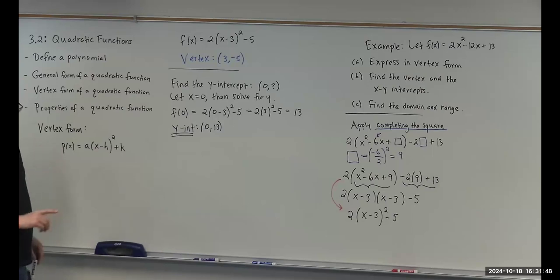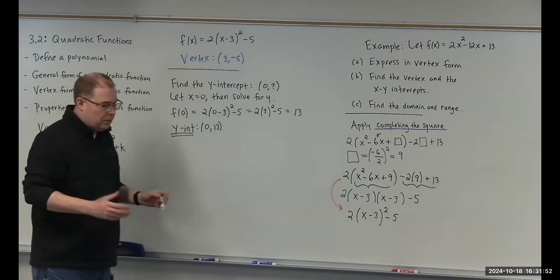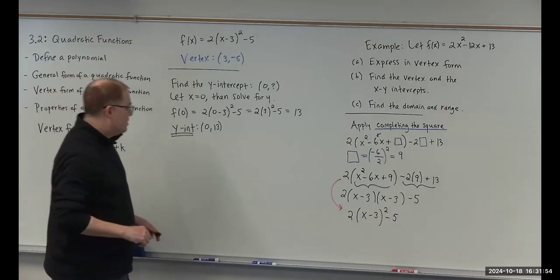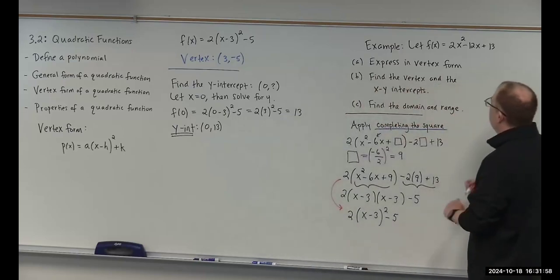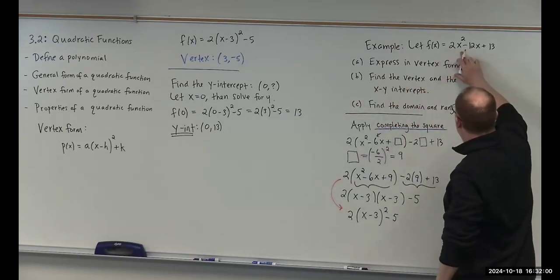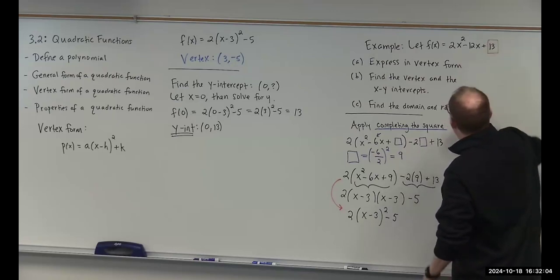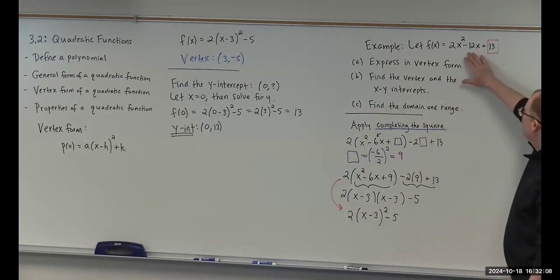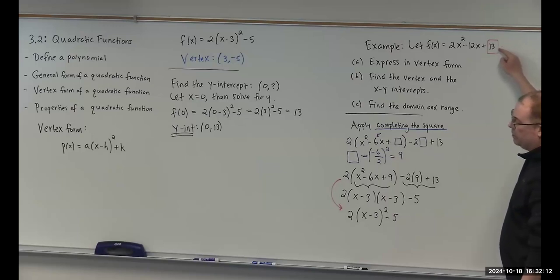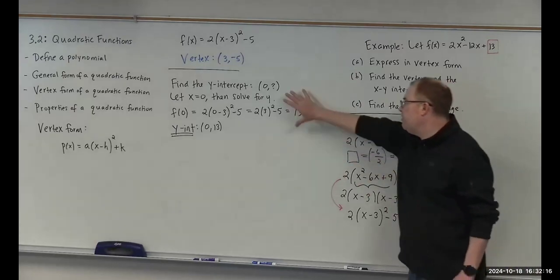Something to observe here, which I think some of you have noticed, is that if you look back at our original function, when you put in 0 here, you're going to get 13. So if your quadratic is written in this form, the constant turns out to be the y-intercept. So we really didn't need to do all this.